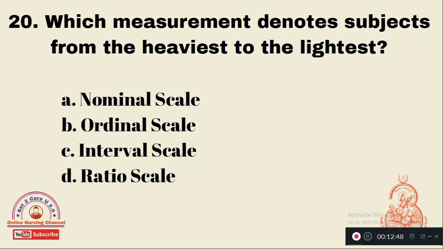Question number 20. Which measurement denotes the subject from the heaviest to lightest? So these are the scales of measurement which you see in research books. Which scale of measurement will be evaluating the subject from the heaviest to lightest? A, Nominal scale, B, Ordinal scale, C, Interval scale, and D, Ratio scale. The right answer is option B, Ordinal scale.